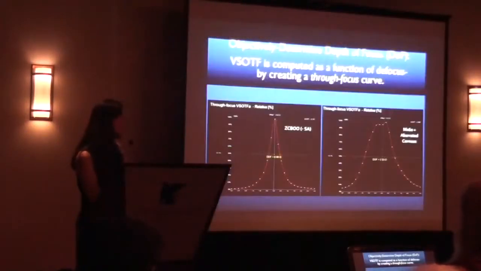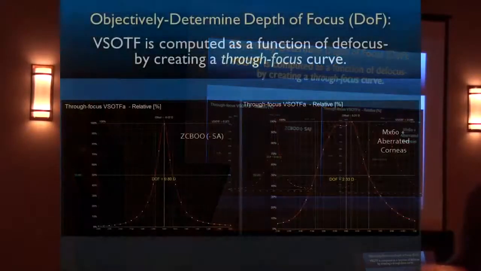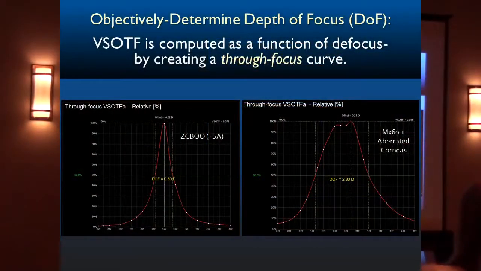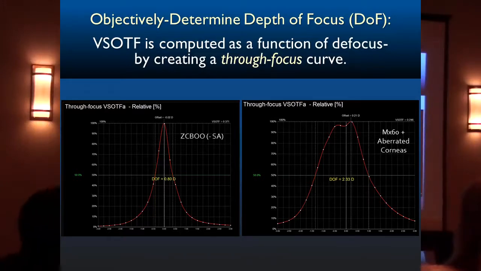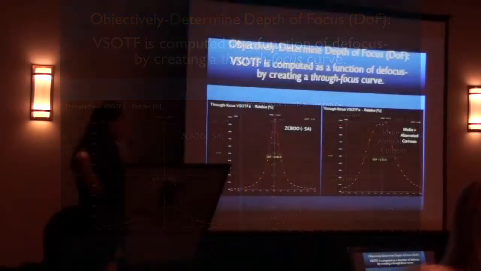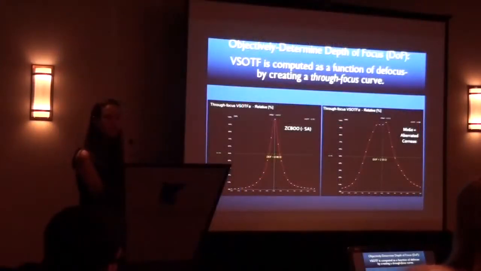And now we are actually adding Symfony and measuring different IOLs. But here, showing again that the ZCB00 lens has a really high VSOTF, the metric for quality of vision, compared to eyes with aberrated corneas and aberration-free IOL.